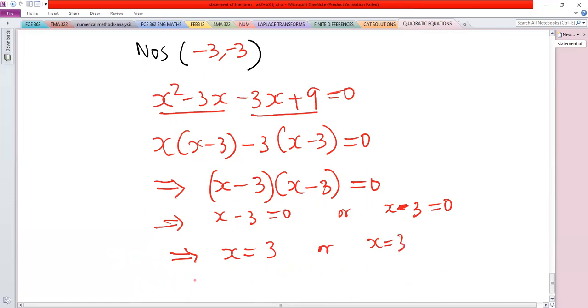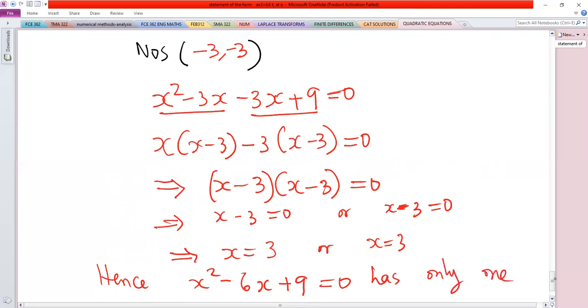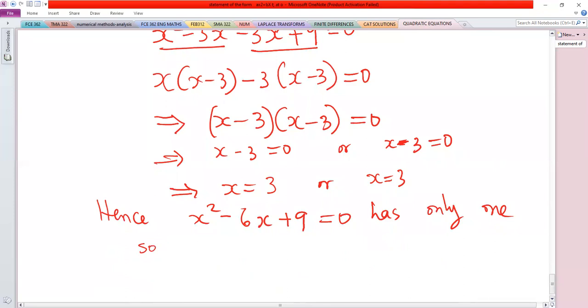So this is a case of what we call a repeated root. So thus we say, hence, x squared minus 6x plus 9 equals 0 has only one solution, x equals 3. This is what we call a repeated root.